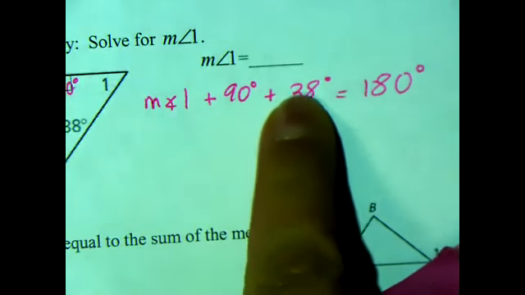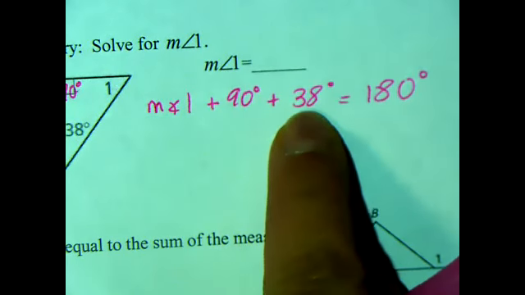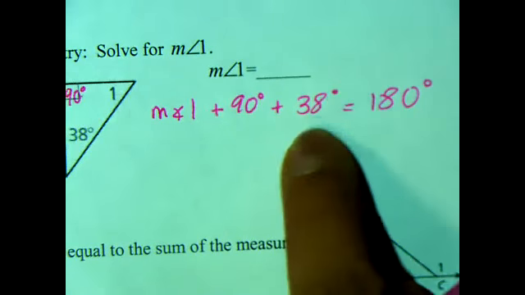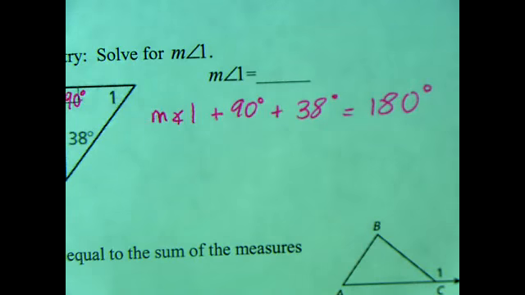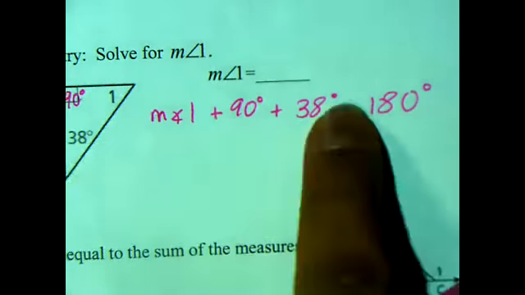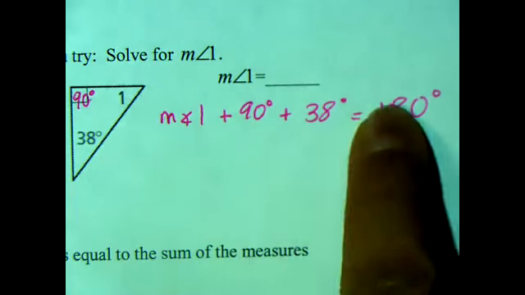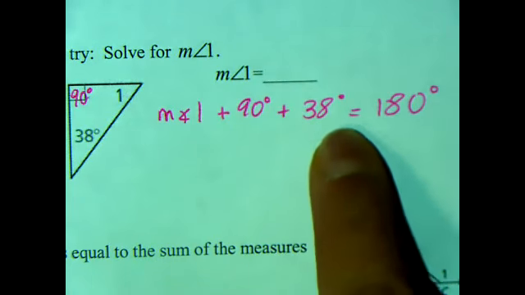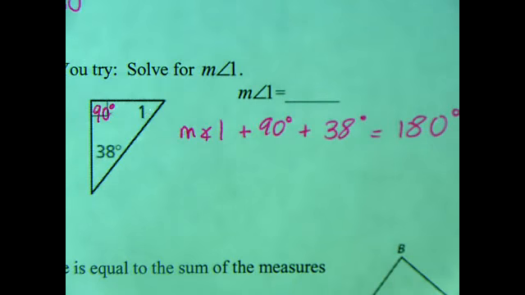Is it okay if you don't have this in this exact order? Is it okay if you had 38 and then 90, or if you had the measure of angle 1 at the end, or any combination of order of these three? Does that matter? No, because it's all addition and they're all positive. So it does not matter what order it is, as long as you are adding these three things and they equal 180 degrees.